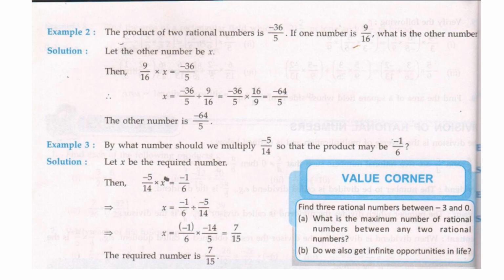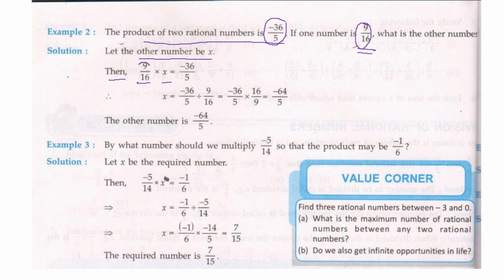Now we have a word problem. Let us look at one of them. The product of two rational numbers is minus 36 by 5. Okay, two are there. When they are multiplied, the answer is minus 36 by 5. If one number is 9 by 16, what is the other number? So I always say when they ask the other number, assume the other number to be x. So let the other number be x. Then according to the question, 9 by 16, because one number is 9 by 16, into x is minus 36 by 5.